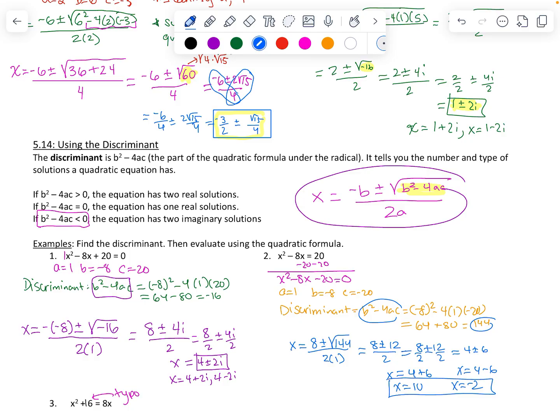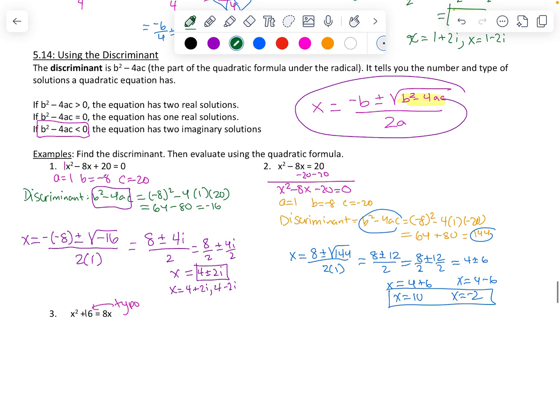I do want to mention on number 2, this problem is a lot faster if you factor it. You will get the same answers. It will just go quite a bit faster. So keep in mind that the quadratic formula works every time, but it's not always the best or the fastest way to do it. Okay, we're going to do one more. I do want you to notice that I made a typo on this one, so please note that.